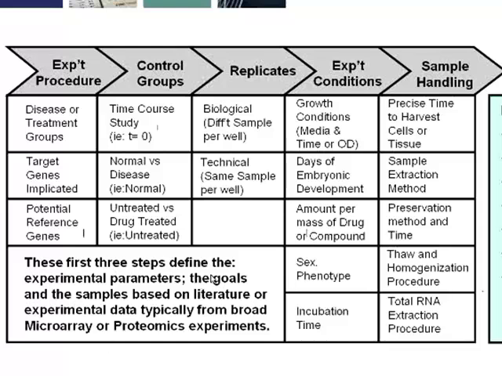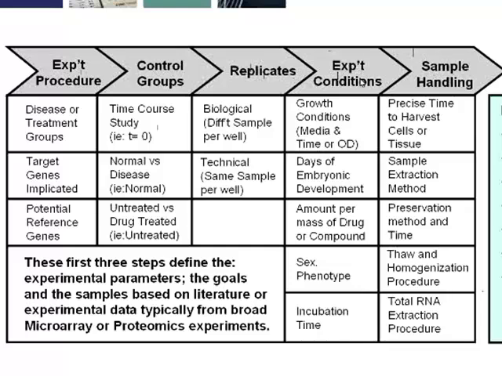As I note here, these first 3 steps are the experimental parameters, the goals, and the samples that you're going to be using based on the literature, and presumably data from a broad microarray or proteomics experiment or some such sort, where you've defined these parameters based on previous work that's been done using some other form of experimental data. Following the definition of these first three groups, you'd get into experimental conditions and sample handling.